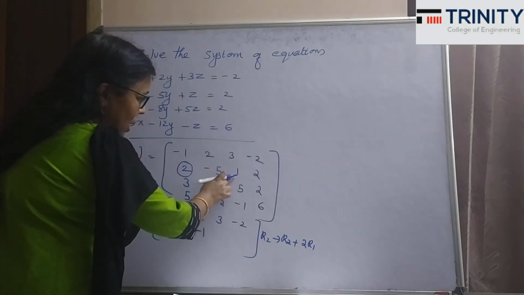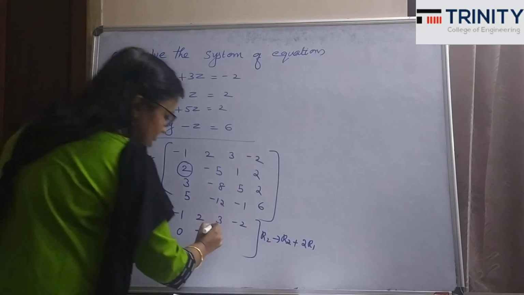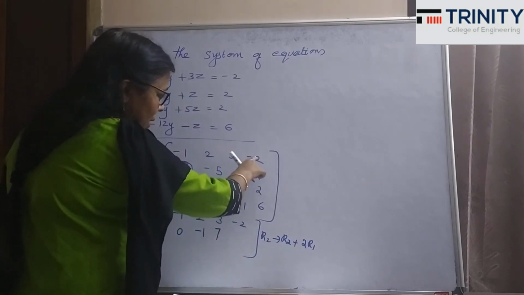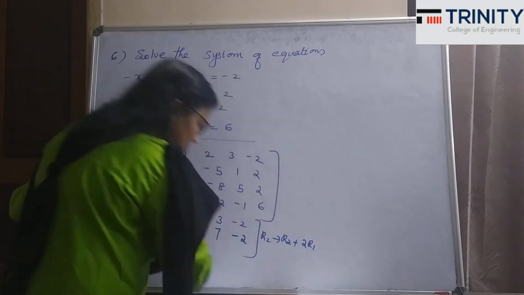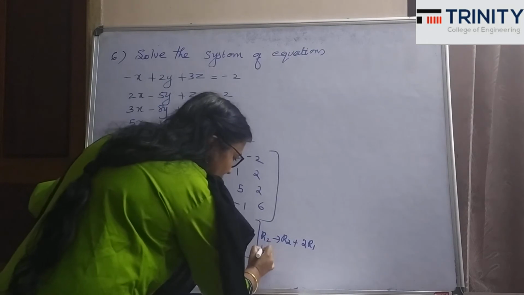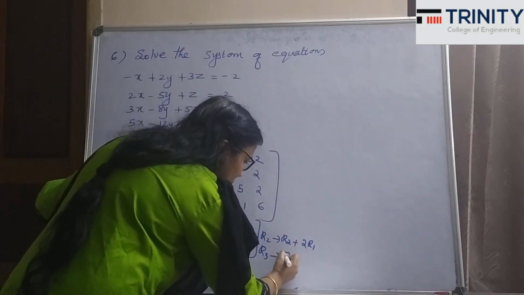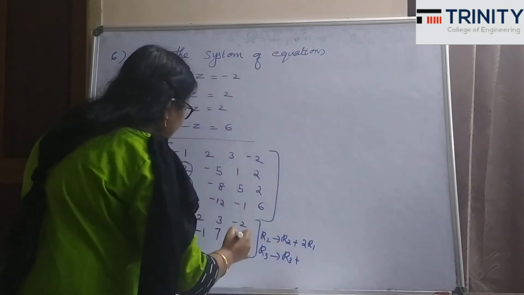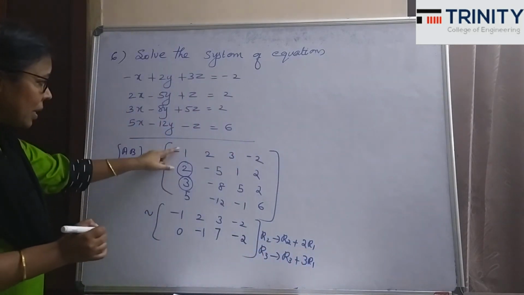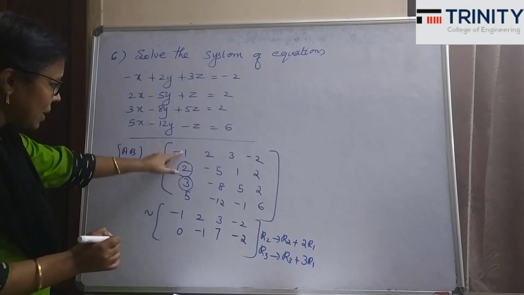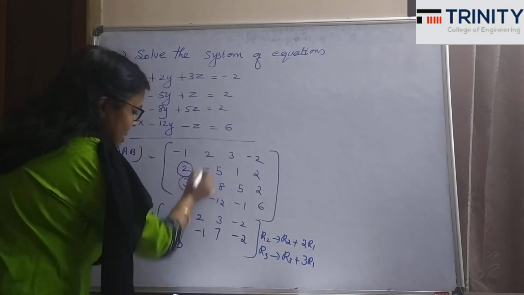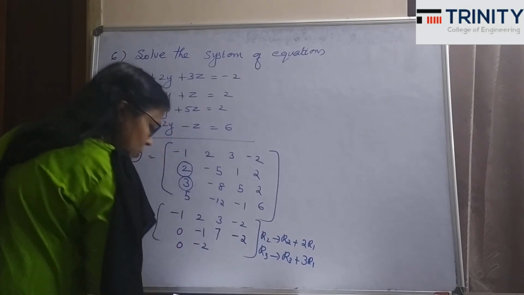Then 1 plus 6, 7. Then 2 minus 4, minus 2. Now we have to make this 3 as 0. That is R3 changes. R3 becomes R3 plus 3 times R1. That is 3 minus 3, 0. Minus 8 plus 6, minus 2.